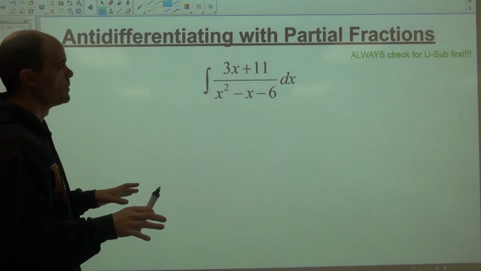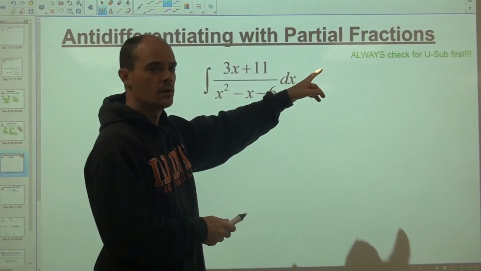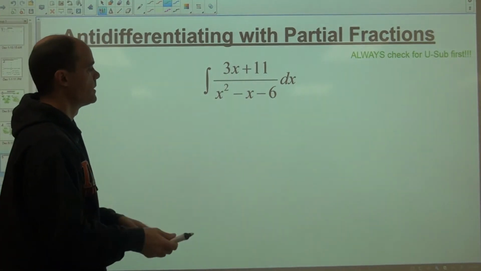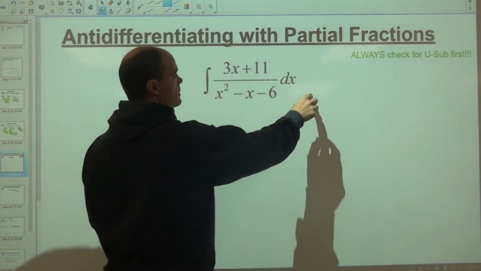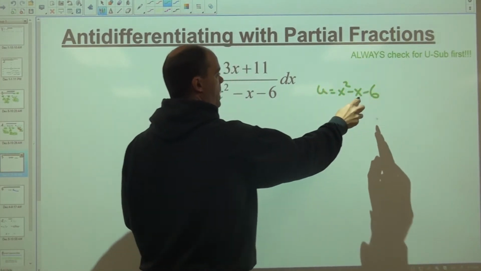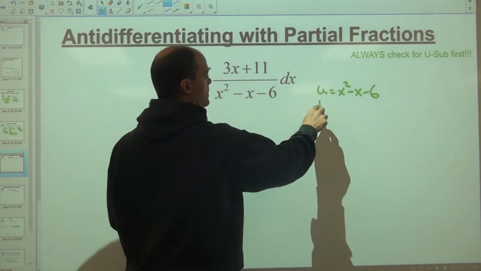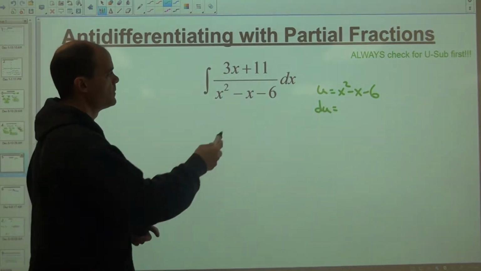Now first and foremost, before we get into this, you should always check u-sub first. Always. Discipline yourself to try it, even if you just do it mentally in your head. Would this match up? Is there any way to make this work? Because it's going to be a lot less rigor. I'm not going to have to do as much if u-sub works.